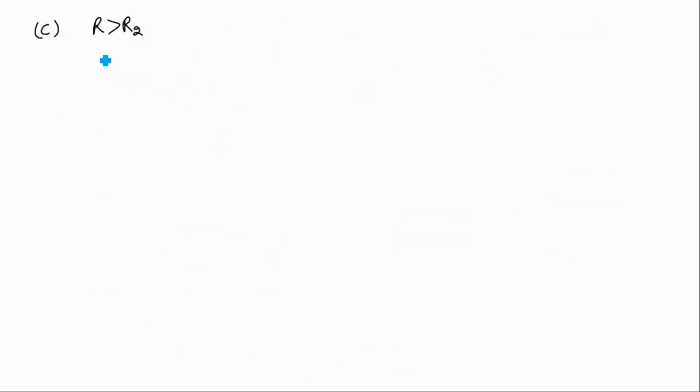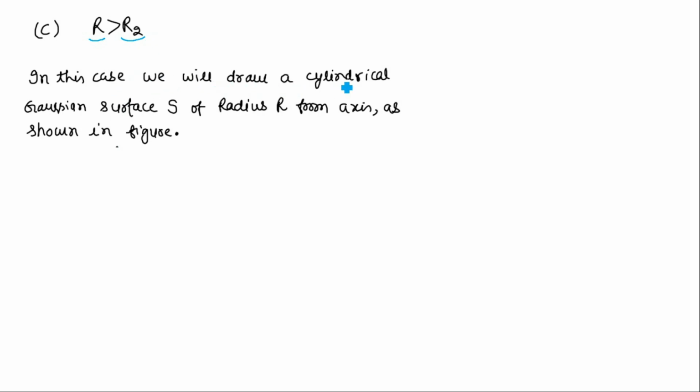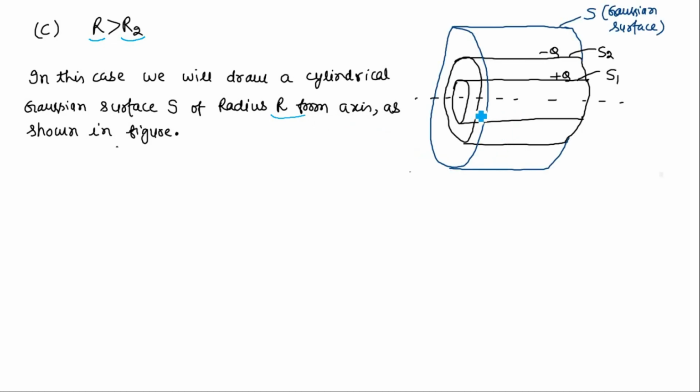Let us now solve the third part of the problem. Here we have to find the electric field at a point whose distance r is greater than the radius r2. Now in this case again we will draw a Gaussian cylinder of radius capital R as shown in this figure. You can see this blue cylindrical surface is the Gaussian surface drawn by us, and now you can see both the cylinders of radius r1 and radius r2 are inside the Gaussian surface.